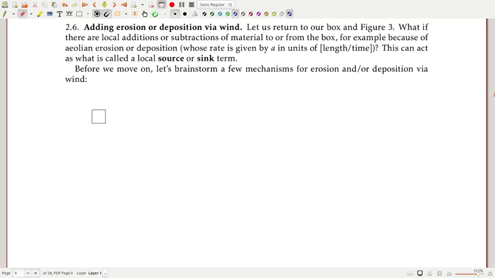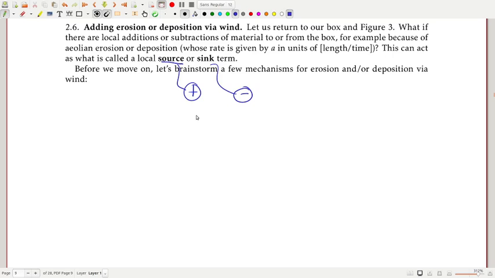But material moving downslope is not the only thing that happens on hill slopes. And one of the major ways in which other material can be eroded from hill slopes or deposited on them is by the wind. And this acts as a local, what we call source or sink term. And what do I mean by that? What I mean is that a source is where there's something incoming, so this is going to be a positive, and a sink is where we're taking something away, and so that's going to be a negative term.